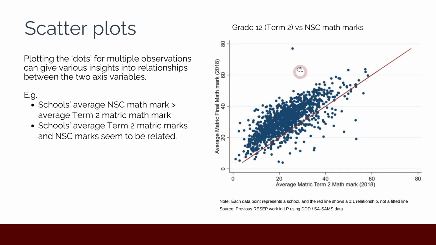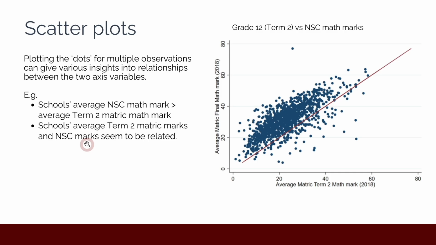You can also get information about outliers, or schools which are very different from the rest of them. So here's a school which you would have expected to get a much lower mark, but they were very high. You can see they're far away from the other dots. And then you can also see that there does seem to be some relationship. It's not like these dots are just scattered all over the place. There is a bit of a line there, clumped together. So this also shows us an advantage of a scatterplot. It shows us that there is some relationship between these marks. So what I've written here is that schools' average term 2 marks and their NSC marks do seem to be related in some way.